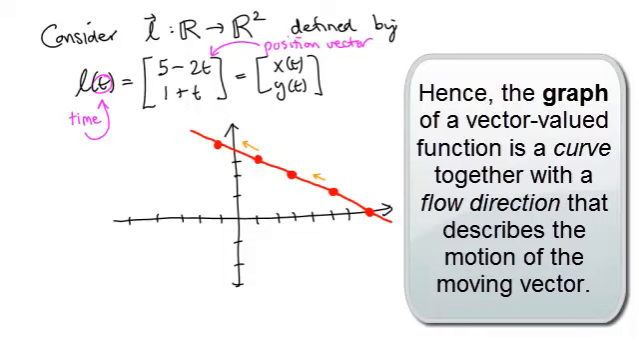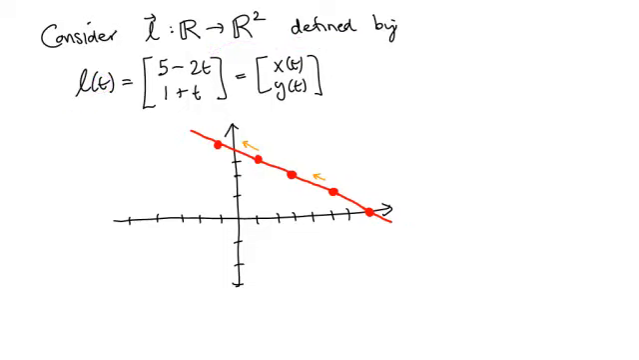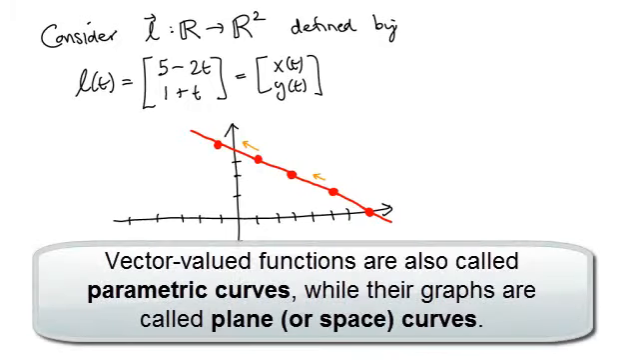As a result, vector-valued functions are sometimes called parametric curves. And the shape they trace out as we let that position vector move forward in time is called a plane curve if it's in R2, and a space curve if it's in R3. Let's try this out on another example.